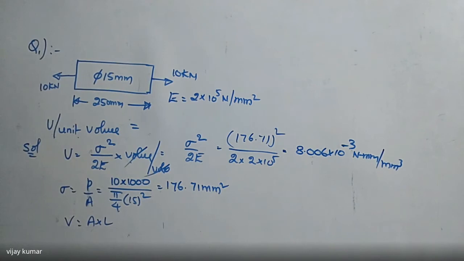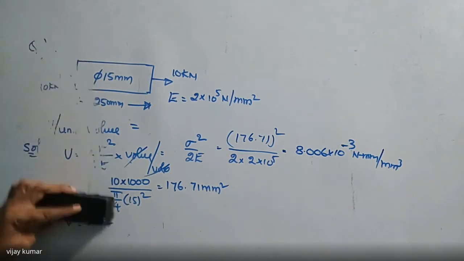Right. So for example, if you want to calculate the total strain energy, that is multiplied by area and length. This is for unit volume. Now we are going to calculate for total volume. It is multiplied by area and length. Then we can get the total strain energy stored within the material. Okay. So this is the first way of calculation of strain energy.